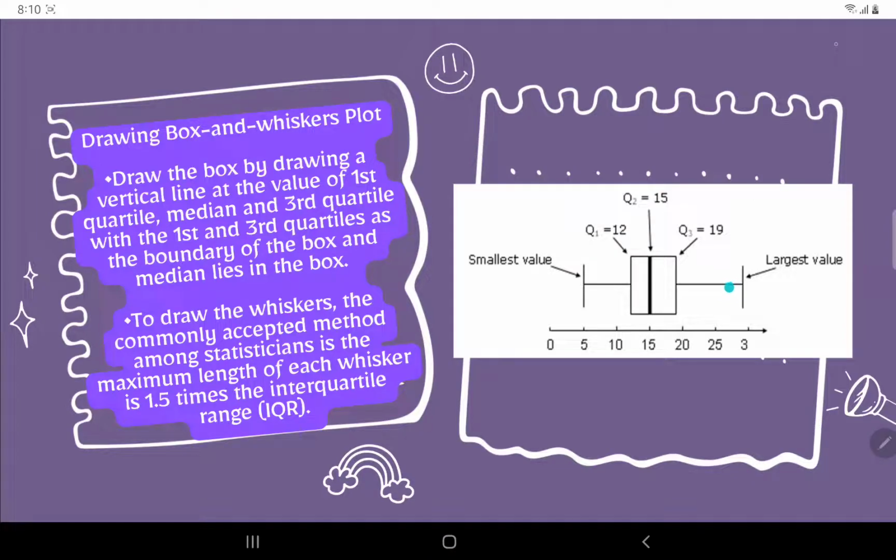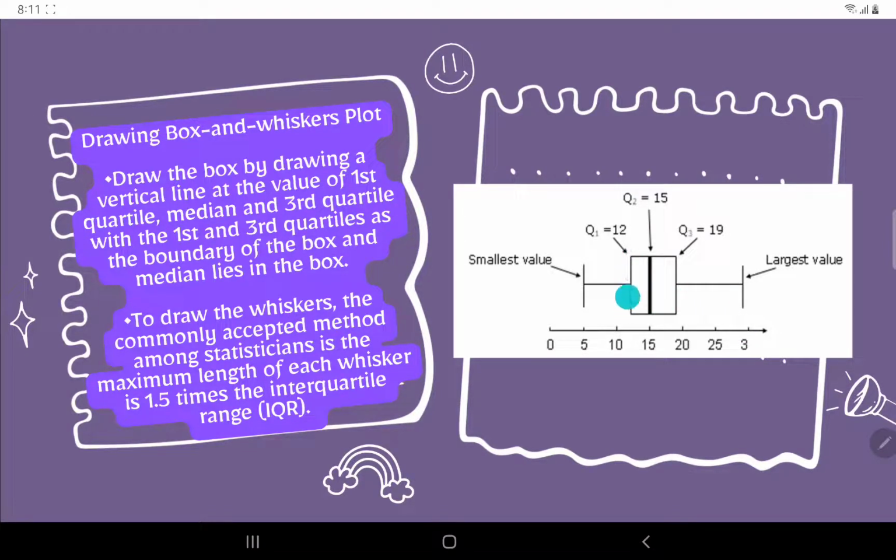Okay, so meaning that when you want to plot the box and whisker plot, you need to know the value for Q1, Q2 and Q3, maximum value and the minimum value first. So kalau dah tahu semua, okay, barulah kita boleh lukis. This is the number line. Okay, the smallest value here is 5. The largest value is 30.